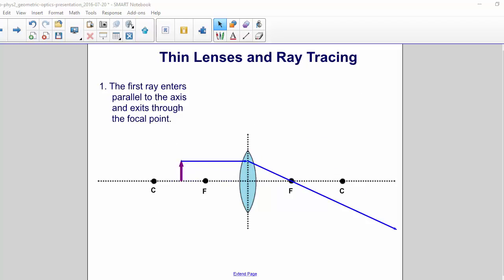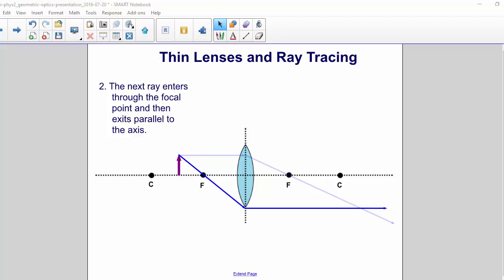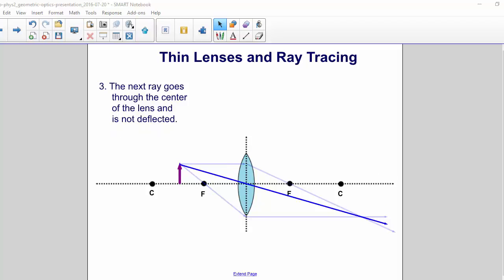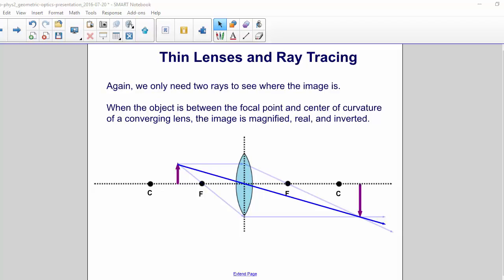In the first example, the object is located between the center of curvature and the focal point. The first ray enters parallel to the axis and exits through the focal point. The next ray enters through the focal point and then exits parallel to the axis. The next ray goes through the center of the lens and is not deflected. This is probably the easiest one to draw and will work for any kind of lens. Again, we only need 2 of these 3 rays to see where the image is.